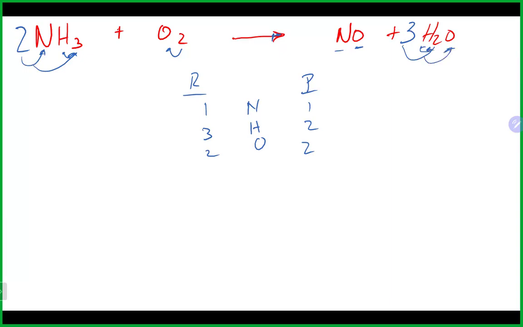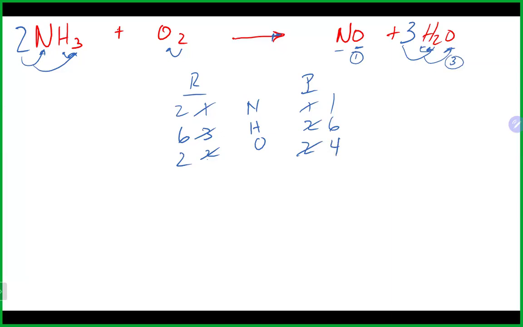So when we start adding it up here, we have 2 nitrogens. We have 3 times 2, which is 6 hydrogens, and 2 oxygens on the left. On the right, we still have 1 nitrogen. 3 times 2 is 6 hydrogens. Now, in terms of oxygen, we have 1 here, and we have 3 times 1 is 3. So that's a grand total of 4 at that point.